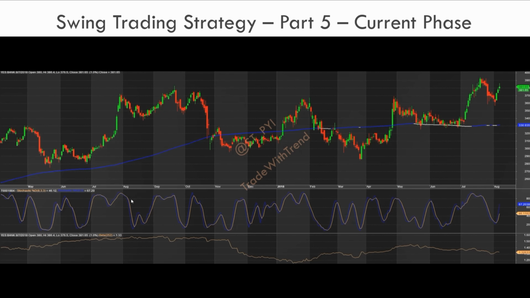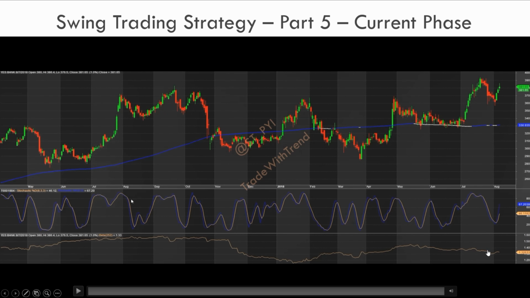Stochastic was good, so was price above the 200 moving average, and the beta value had also qualified. So this was actually a trade that was to be taken. You could have followed an aggressive entry where you would have bought as soon as Stochastic just touched about 20. On a confirmation candle, you would have got entry somewhere around 370, and that was a valid entry.